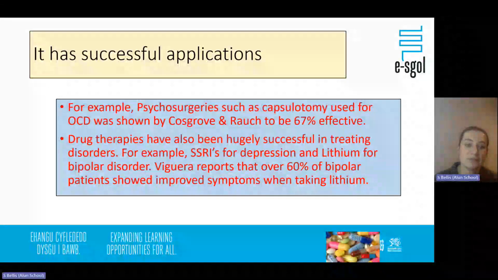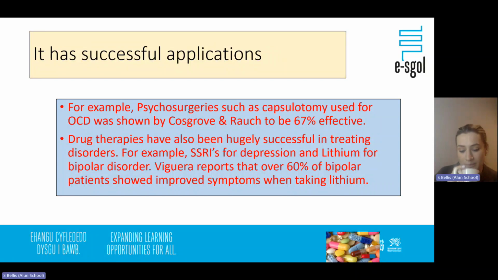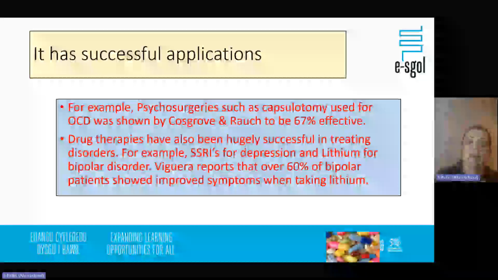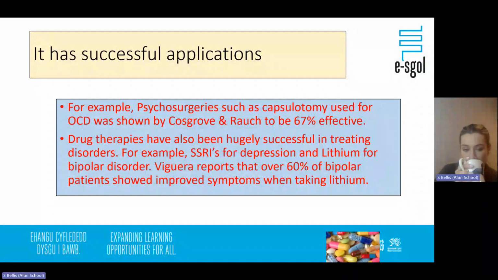And then drug therapies have also been hugely successful in treating disorders. So SSRIs for depression, which I've just spoken about, and lithium for bipolar disorder. Verguera reports that over 60% of bipolar patients showed improved symptoms when taking lithium. So that is successful. It's been applied to different types of disorders that have affected people, and it's had a positive benefit on them, which is really good, and definitely adds to the credibility and the positivity around this biological approach.